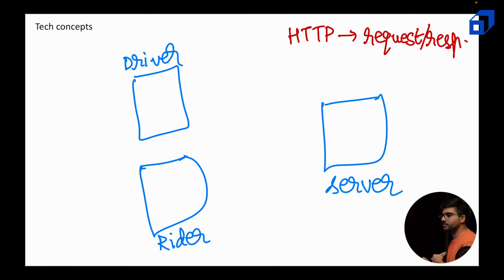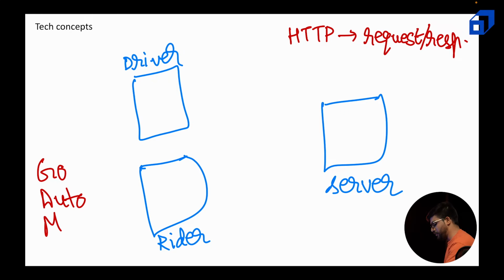Now let's say, for example, the rider wants to request a cab from the Uber application. So it sends an HTTP request to the server saying, hey, I am at this particular latitude and longitude, or this particular location. Please send me an Uber. Now when I say book an Uber for me, I mean Uber Go, Auto, Moto, or anything at all. We are not going to differentiate between these different modes of cab services. We are going to treat them as the same thing.